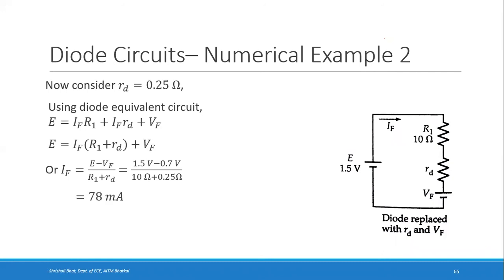It is 78 milliamps. So what we observe is that when we consider the dynamic resistance, the current has reduced. Without considering it, it would be 80 milliamps. Now when we have considered the resistance, obviously the current reduces and it is 78 milliamps, right? So this is the way we can solve problems on diodes using equivalent circuits and also using Kirchhoff's voltage law. In the next class, we will solve some more problems on the same diode circuits along with some other numerical examples.